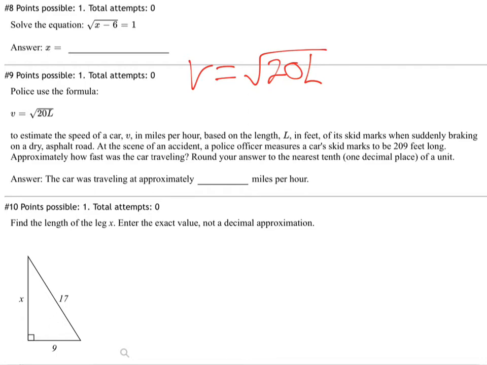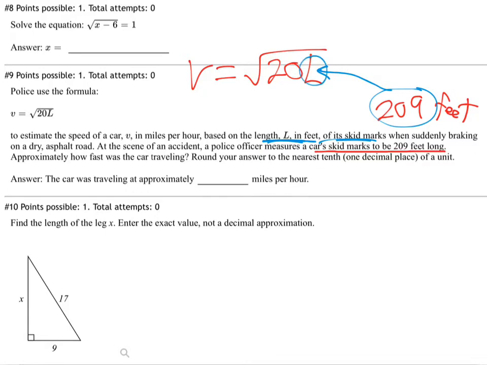It's really just to plug in and use the calculator. Let me show you. They're saying to us right here, the car's skid marks were 209 feet long. So that 209, it's either V or it's L. Which one is it? Yeah, it's L, because they say L is the length in feet of the skid marks. So that 209 plugs in right there for L.